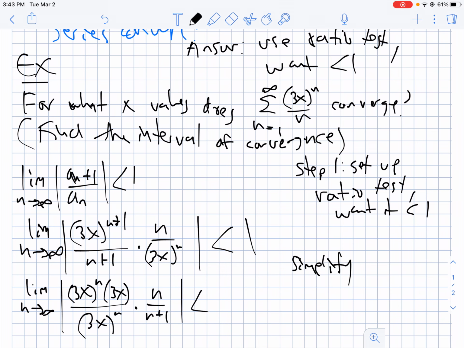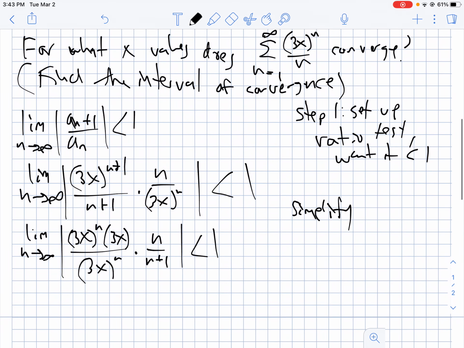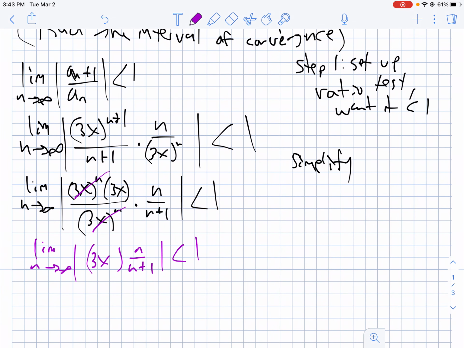And again, I want that limit to be less than 1. Now, again, all the cool kids, all the good-looking kids, notice the 3x to the n simplify. So you're just taking a limit n goes to infinity of 3x times n over n plus 1. Now, when you take this limit, you're only taking the limit of the part with the n's, right? The part with the x is, there's no n in it. So when you take that limit, this again is infinity on top, infinity on bottom, so you L'Hopital. So this goes to just be 3x times 1 is less than 1.